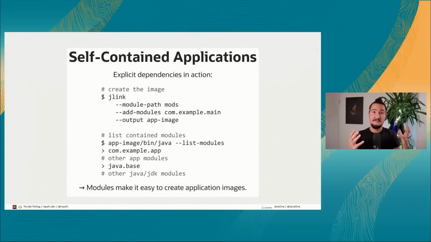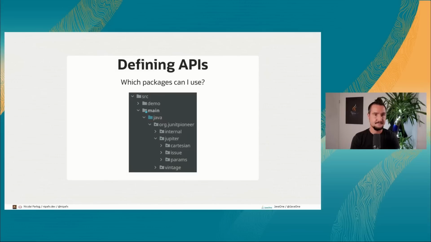Another advantage is that you can have self-contained applications, meaning that if the application expresses its own modules and all the modules that it needs, including dependencies, all the way down to the JDK eventually, then you can build a system, in this case, a runtime image that contains exactly those modules. And that's really easy if you use modules to express all dependencies.